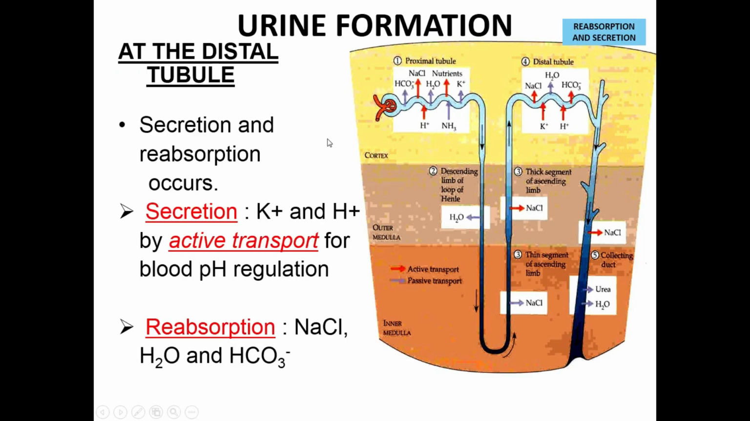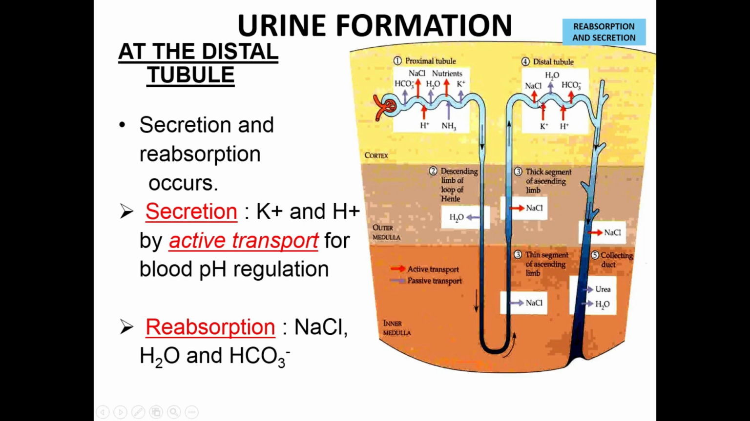Okay, masuk kepada distal tubule. Ingat, saya ulang balik, pada pertama ialah glomerulus, occur ultrafiltration. Proximal convoluted tubule berlaku reabsorption and secretion, but 80% reabsorption. And then masuk kepada descending limb loop of Henle berlaku reabsorption of water. And then masuk kepada ascending limb loop of Henle berlaku reabsorption of sodium chloride. And then distal tubule, okay, akan berlaku proses secretion.